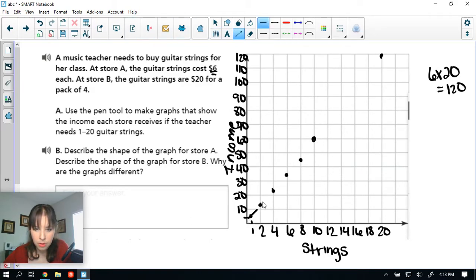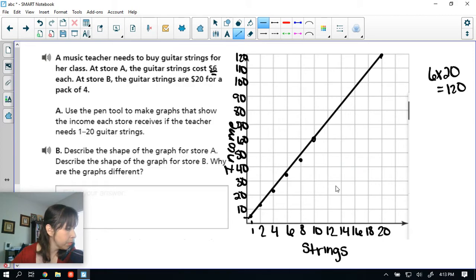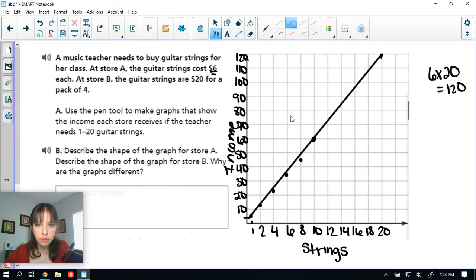And I'm going to get my line tool. I'm going to make this line. This is what this first set of strings looks like. So using the same graph, I'm just going to use a different color. I'm going to use red.